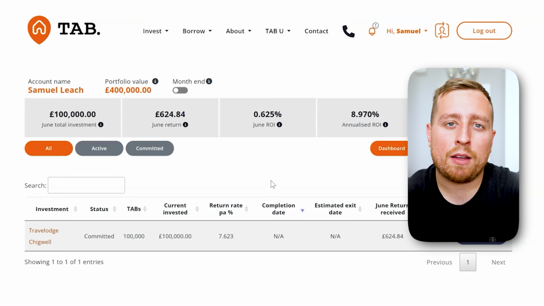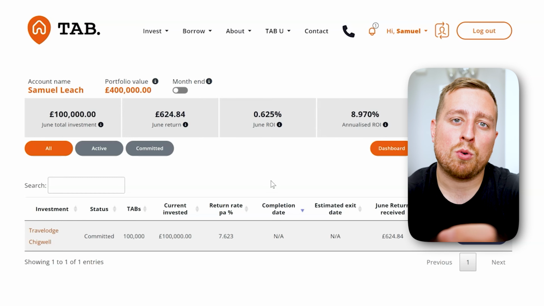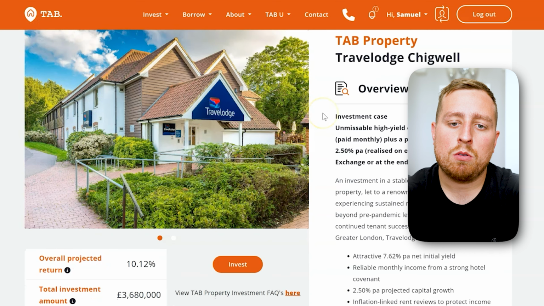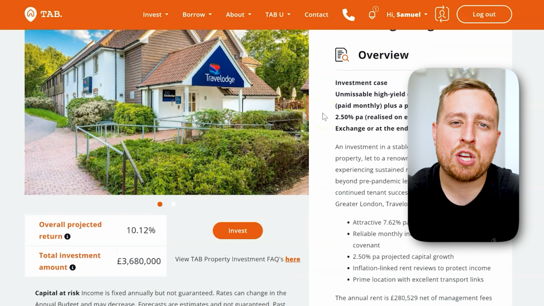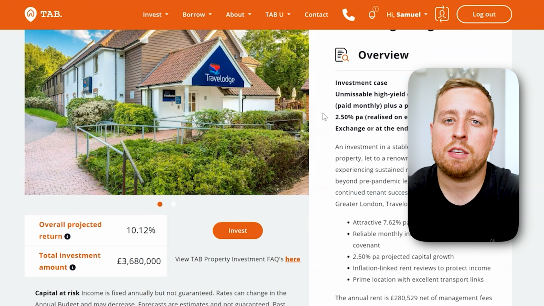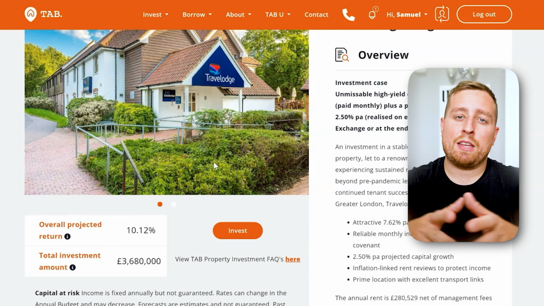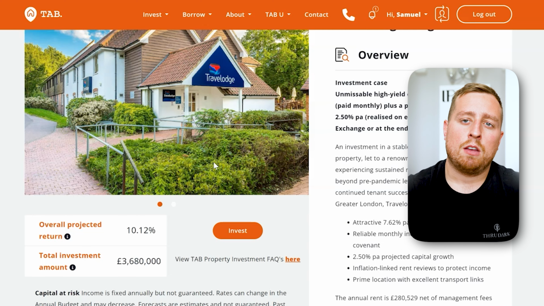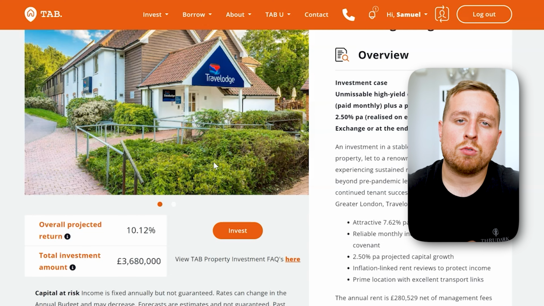Now, the interesting part about this is obviously if we take into account the capital appreciation. So let's just review this deal and break it down a little bit further. So when we look at this, we're projected 10.12% per annum. We have the capital gains appreciation to the upside on this commercial property, factored in at 2.5%, which is fantastic.